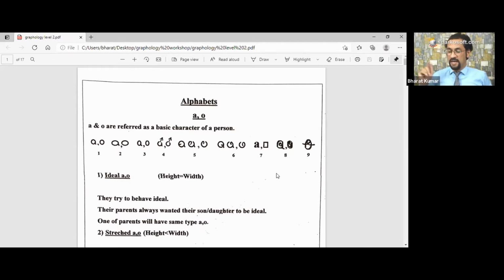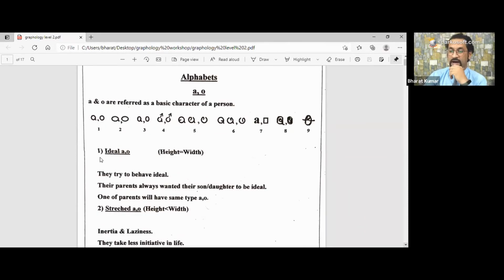When you write your email ID, like Bharat.BK at the rate, the eighth one is a kind of that. And the ninth one is a kind of mustache A, having a mustache. So now we are going to study all these kinds of A's.